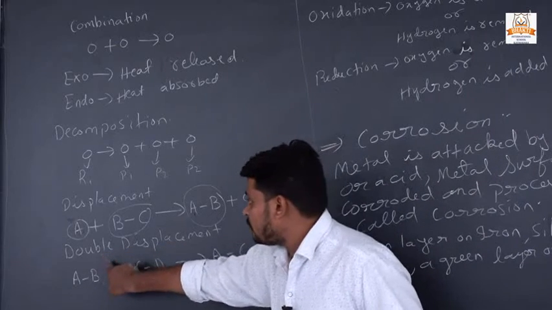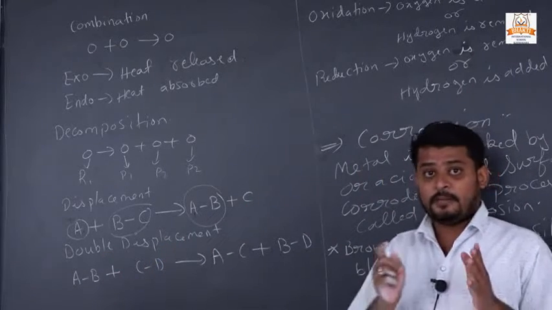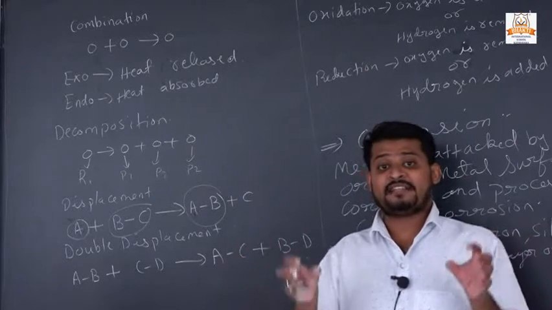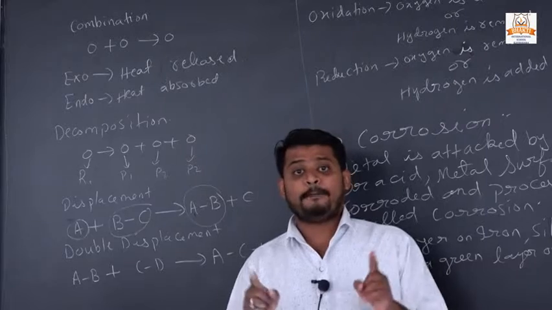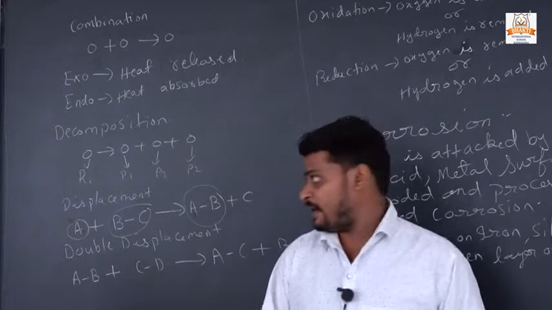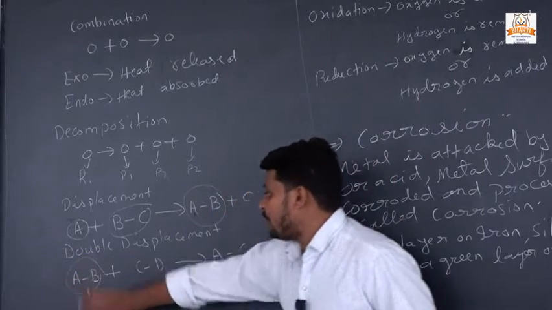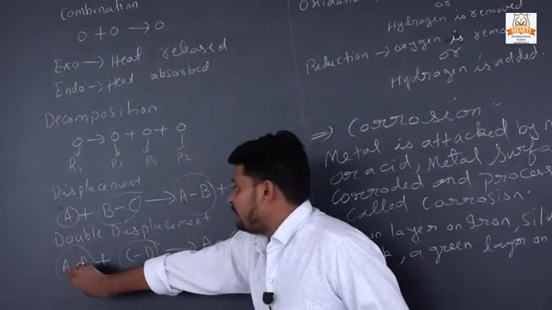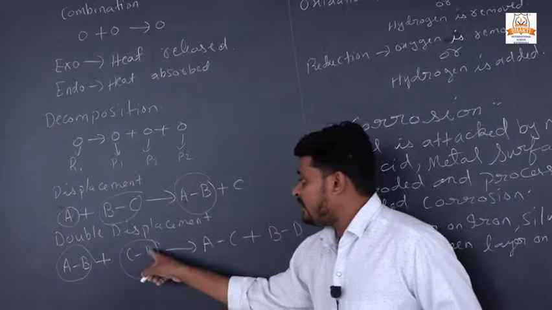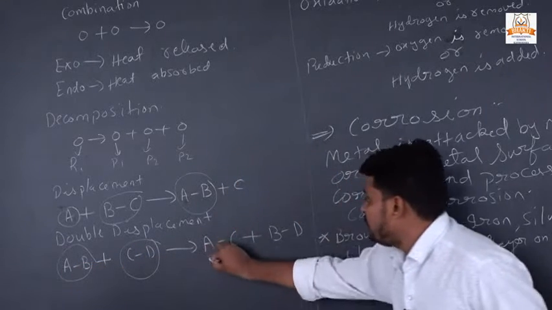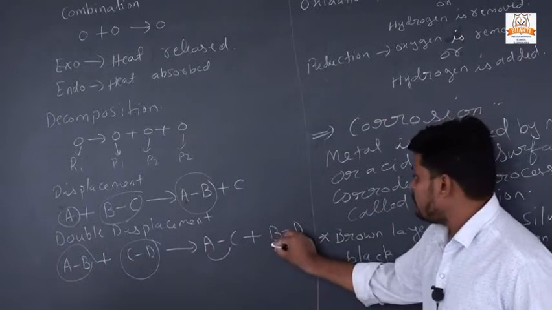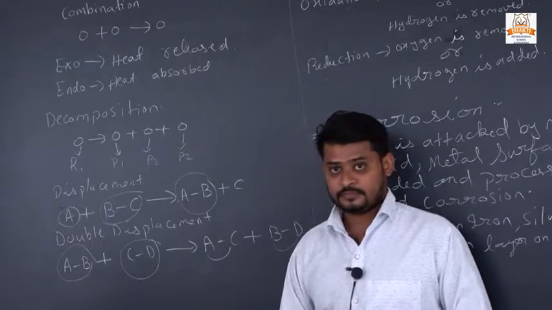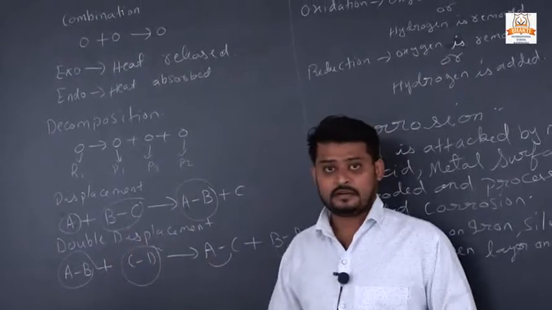Now fifth one, double displacement. In double displacement reaction we will take two compounds and we will react those two compounds and both the compounds exchange their elements. Means here A and B is one compound, C and D is another compound, and A and B are separated, and C and D are separated, and A will join with C and B will join with D and make new and another compound, that is double displacement compound.